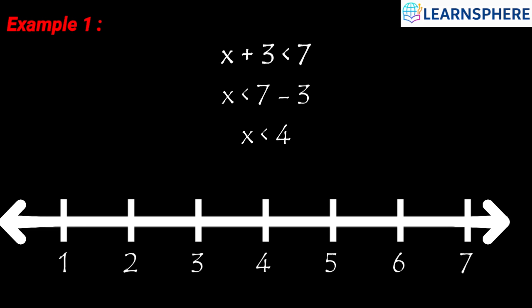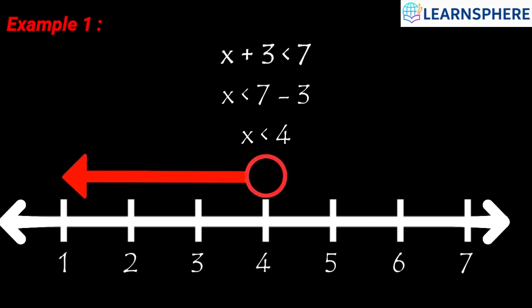As the inequality that we have is x is less than 4, we have to draw a circle on top of 4 without shading it and point it towards the left-hand side and label it as x, which are the values of x that it can possibly be.